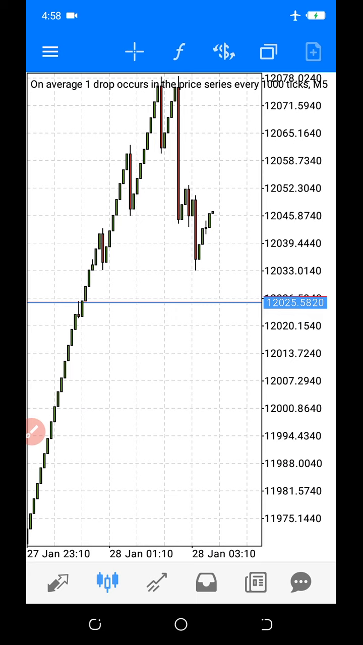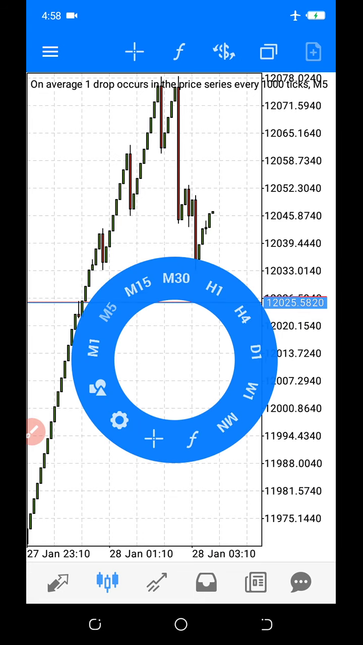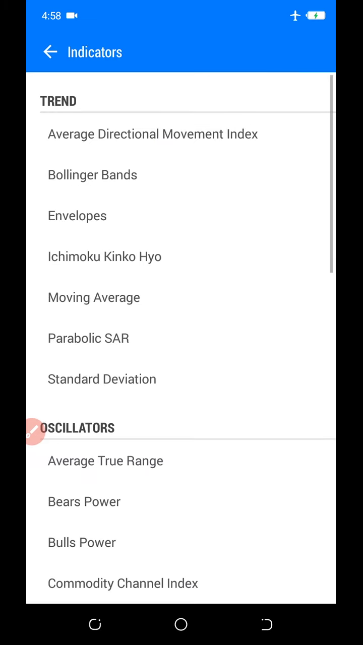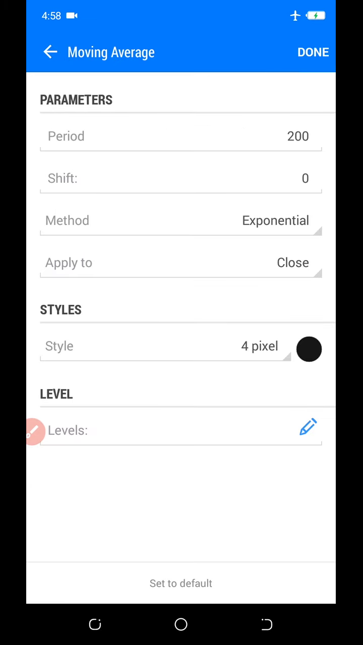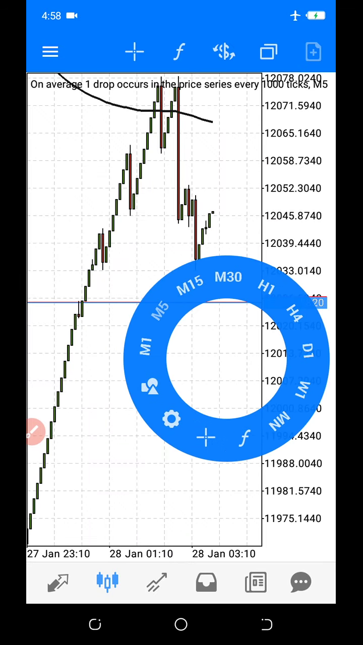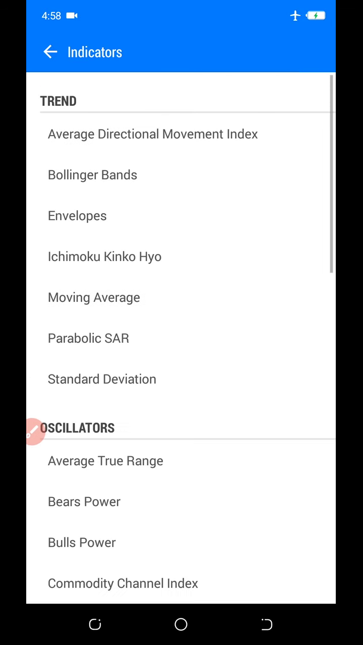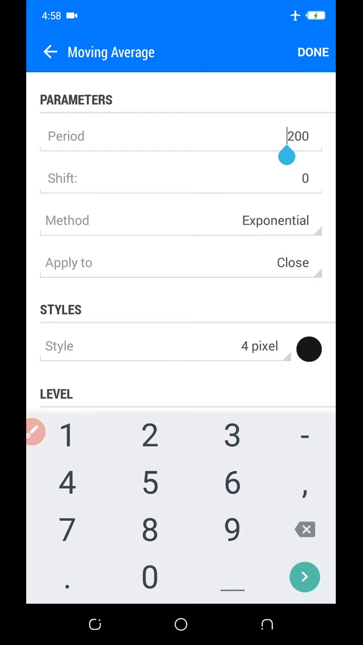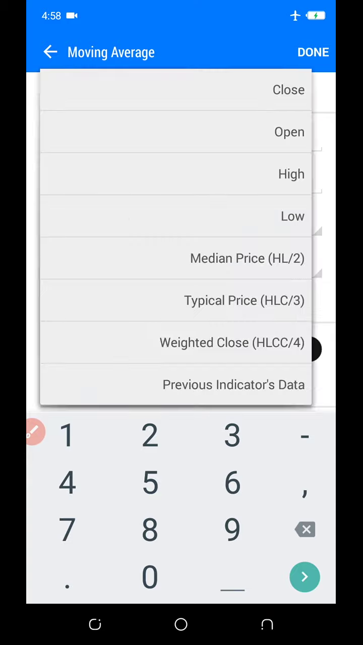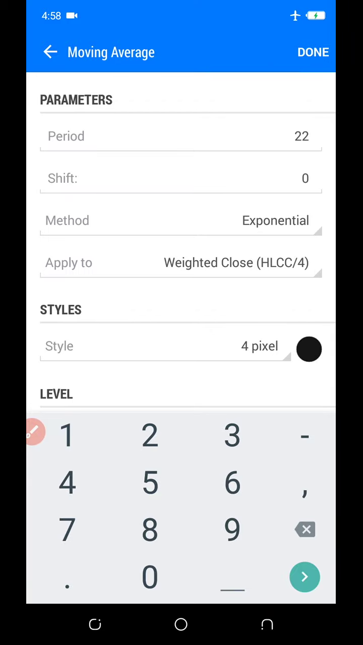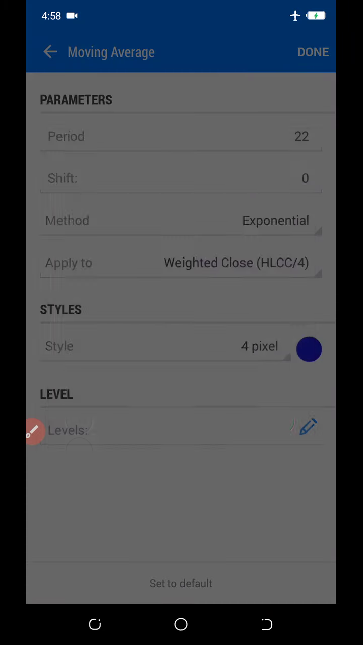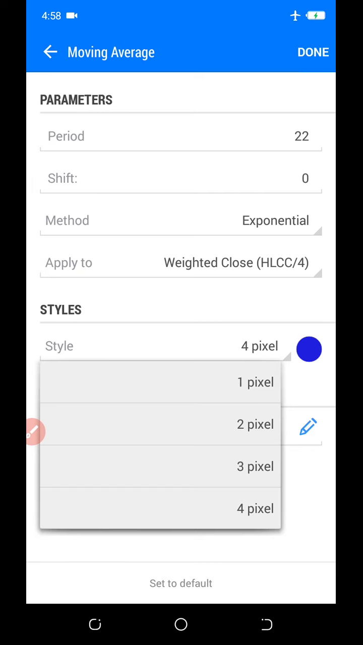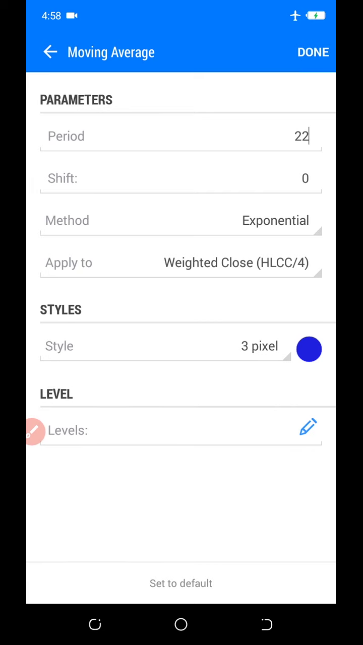Now what I'm going to do is start doing some setup. What I really need is some indicators basically. I will use the 200 EMA, exponential, it doesn't change, the same thing we used in the previous one. I will add another moving average, and that is important. That will be 22, exponential, weighted close, color will be blue. Can make it 3 pixels.